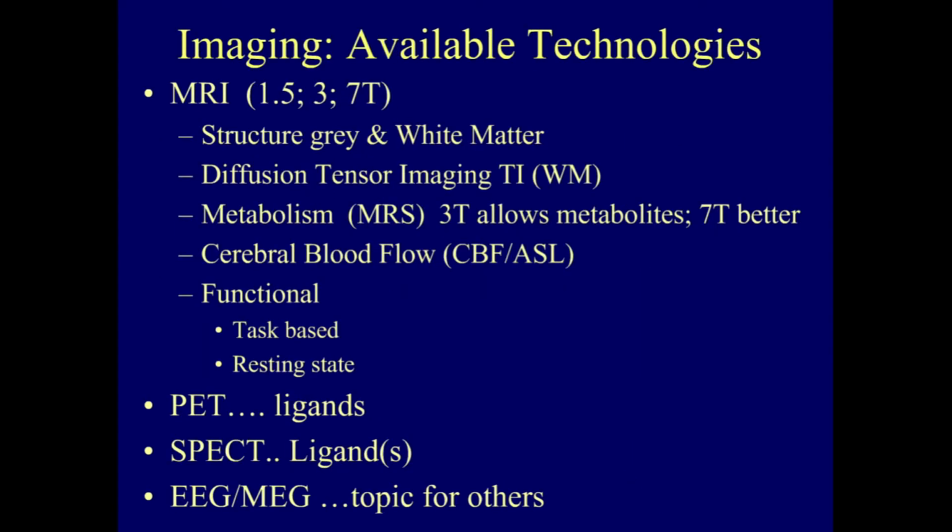The available technologies that we will discuss today involve MRI, which exists at 1.5T, 3, and 7T, PET and its various ligands, and SPECT. I will not be discussing EEG or MEG, that is a topic for others. In terms of structural MRI, one can use this to investigate the gray and white matter structural integrity. One can look at diffusion tensor imaging. One can look at metabolism with MR spectroscopy. 3 Tesla allows one to look at metabolites, 7 Tesla is better, and I will not comment much on this further. One can look at cerebral blood flow using arterial spin labeling techniques, and one can look at functional imaging, which can either be task-based or resting state-based.